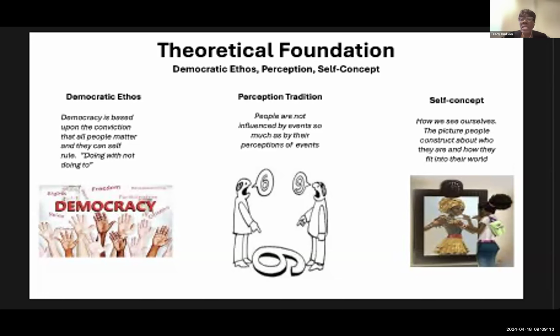And self-concept is how we see ourselves. It's the picture people construct about who they are and how they fit into the world. So messages regarding beauty, success, or gender identity deeply impact individuals' perception as they internalize these societal and social norms. And so negative feedback or experiences may result in a negative self-concept, whereas positive affirmations and supportive interactions can foster a positive self-concept. So grounded in these theories, democratic ethos, perception, and self-concept, the I-CORT framework is born.